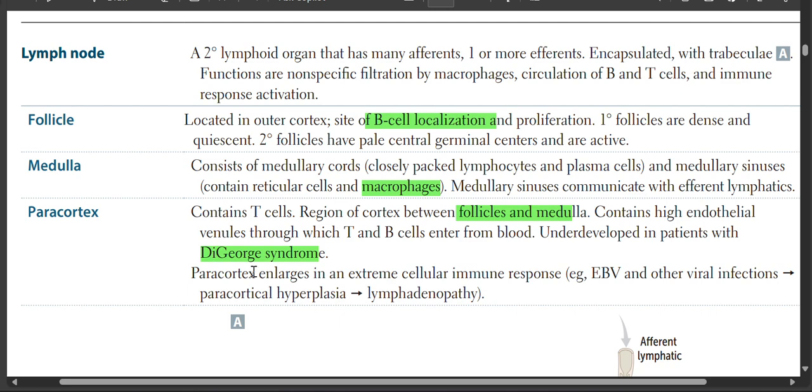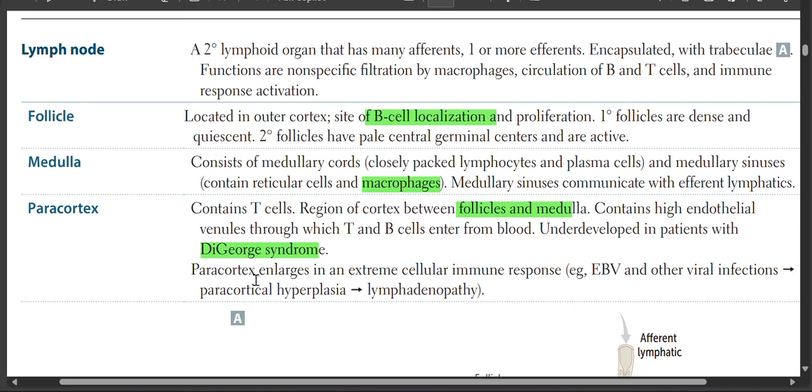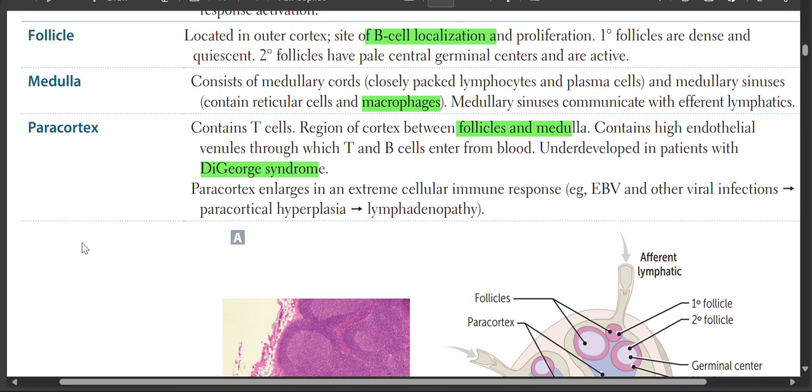Now, DiGeorge syndrome here, do you guys remember the symptoms of DiGeorge syndrome? So I can tell you the mnemonic. It's CATCH 22. So do you guys remember the symptoms?